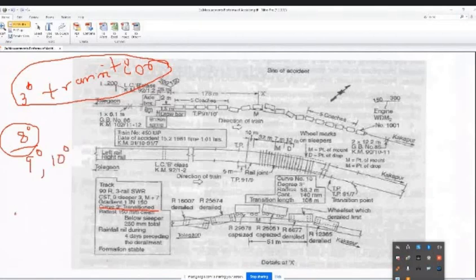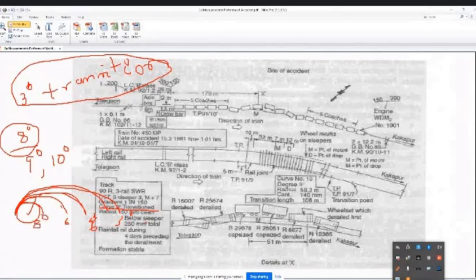Suppose a curve is like this, like this, like this. So this curve is a dangerous curve. This is less dangerous. This is still less dangerous. That means, say, this degree will be 3 degree, for example. This will be 4 degree. This will be 6 degree. That means the degree will increase. Say this is the 8 degree.